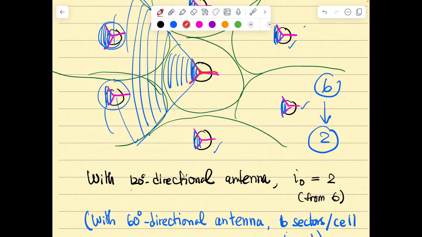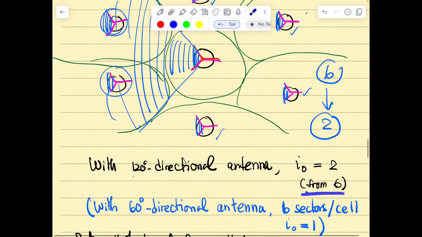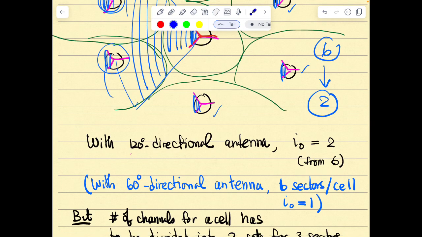So you can see here that with a 120-degree directional antenna, the I0 is reduced to 2 from the original 6. Now, if we use an even narrower antenna, for example a 60-degree directional antenna, that means we have to install 6 sector antennas per cell. The number of co-channel cells will be reduced from 2 to 1. So it's only going to interfere with one co-channel cell.